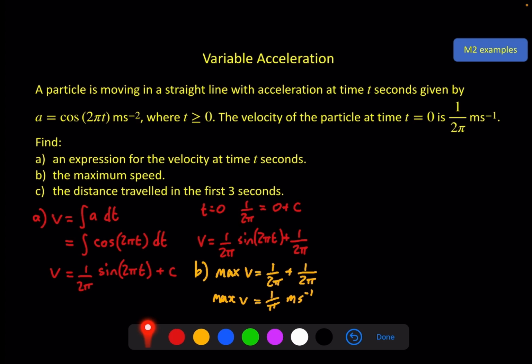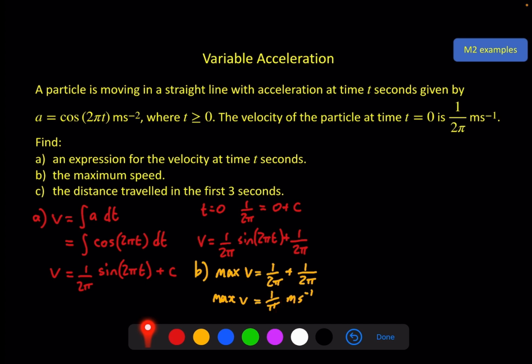And you'll get the same answer if you go through the process of setting this equal to 0. The inverse cosine of 0 is pi by 2. Divide that through, and you'll get t is equal to 1 over 4. Over here, t is equal to 1 over 4 gives you sine of pi by 2, gives you a 1, which gives you the same value, 1 over pi.